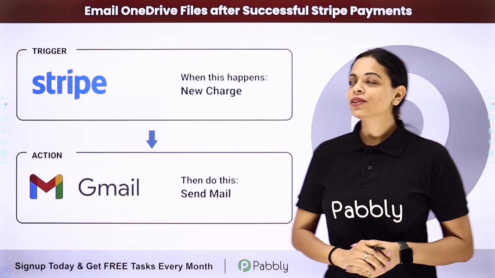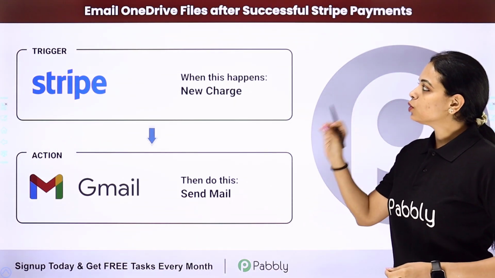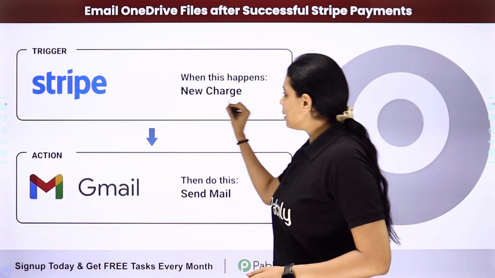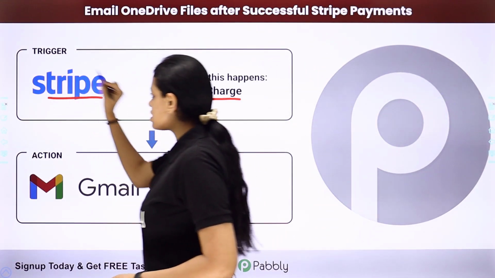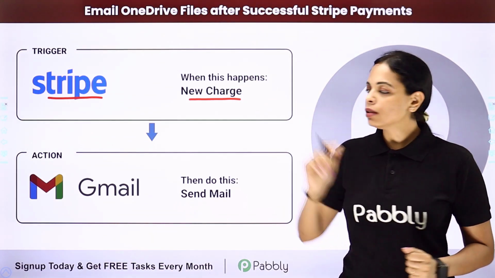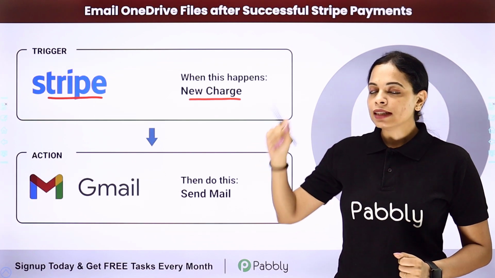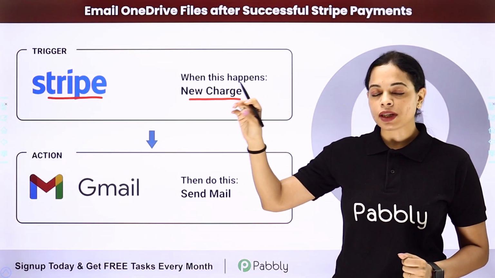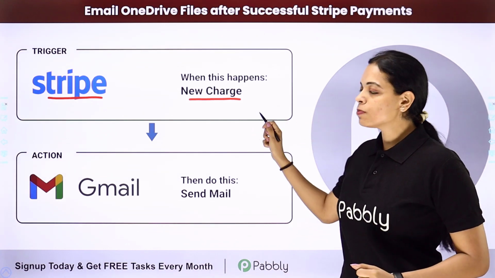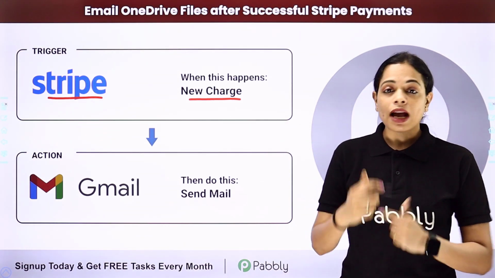In this video, we are going to see how to email OneDrive files after successful Stripe payments. So every time a payment has been made through Stripe, which is a payment gateway, let's say for a particular course, the moment the payment has been made, what do you want? That there is a file in your OneDrive and you want the link of that file to be shared with the person who has just made the payment through Gmail. How can that be done?